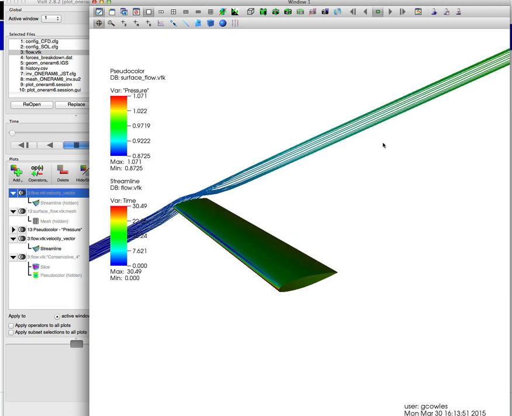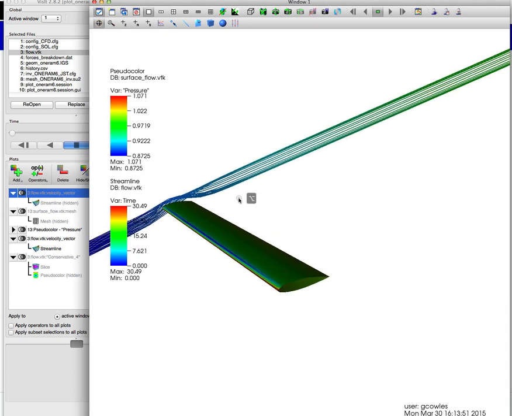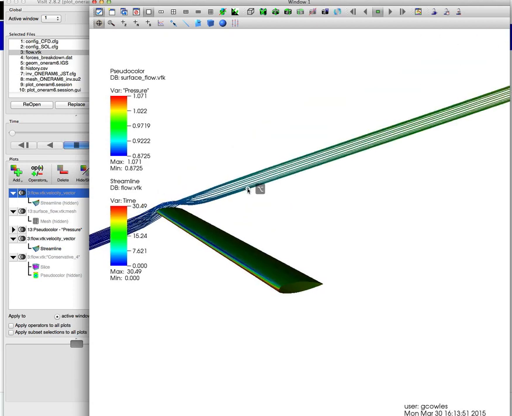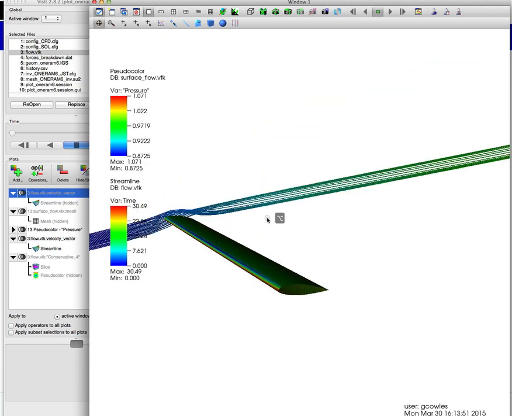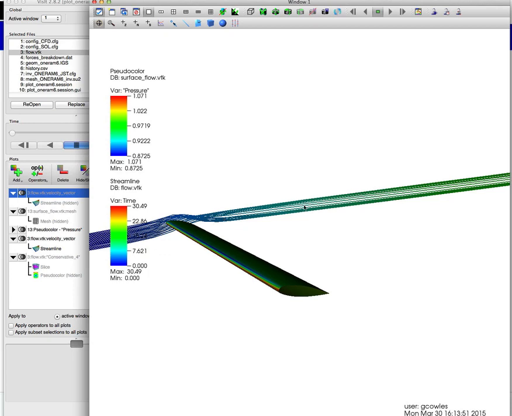So we lose the real interaction effects as these roll up. But the key thing is you can clearly see the roll up of the vorticity over this particular wing because it's producing lift. If I put this thing to 0 lift, you wouldn't see the roll up. You only see this due to that.